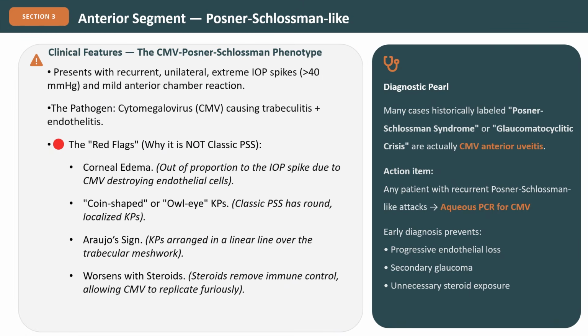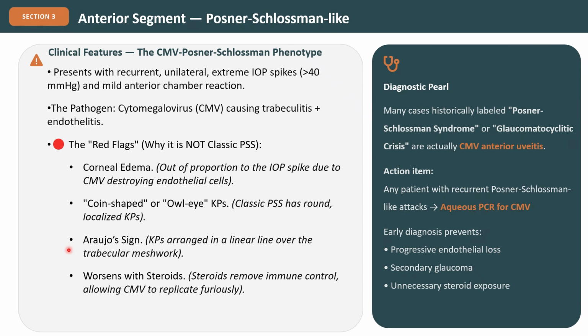Now, how do we differentiate clinically between the idiopathic variety of Posner-Schlossman syndrome and the cytomegalovirus anterior uveitis that can mimic Posner-Schlossman syndrome? Now, the first and most important point is the cornea. If you find coin-shaped keratic precipitates, this is in favor of cytomegalovirus etiology. If you find corneal edema, which is usually disproportionate to the spike of elevation of the intraocular pressure, and you find cells and flare in the anterior chamber, this is more in favor of cytomegalovirus, unlike the idiopathic variety.